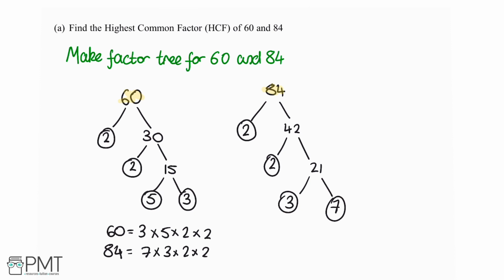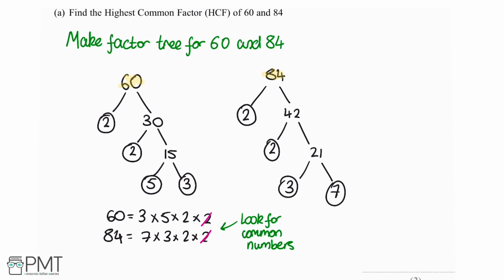So now to get the highest common factor, we're going to work out what is common in each prime factorization. So you see we've got a 2 here. If I found it in 60, I need to look, is it in 84? Yeah, so I'll cross that off. So for our highest common factor of 60 and 84, we're going to have a 2 in there. Now we see we've got another 2 here that's common to both of them, so we're going to multiply by 2 again.